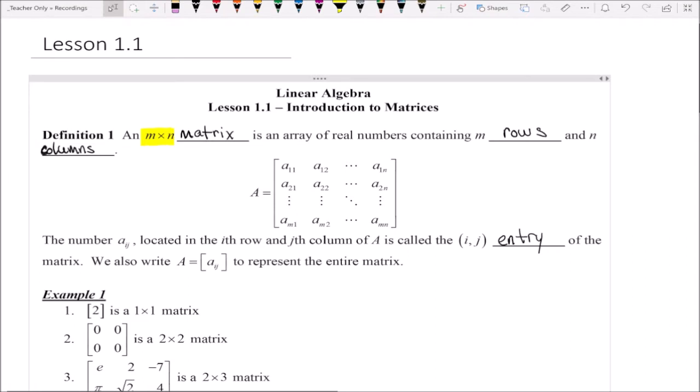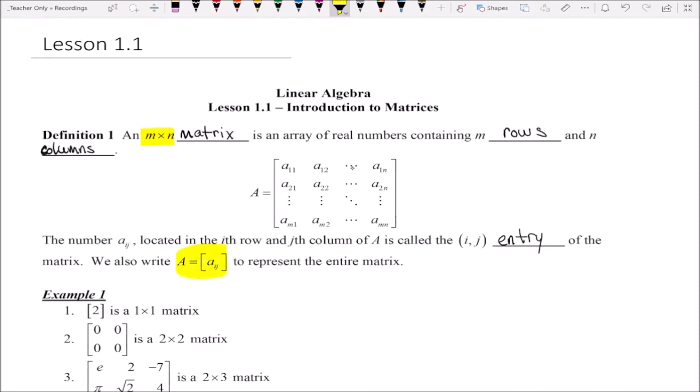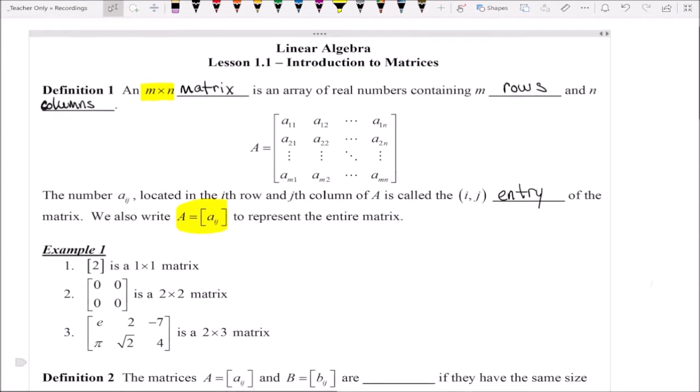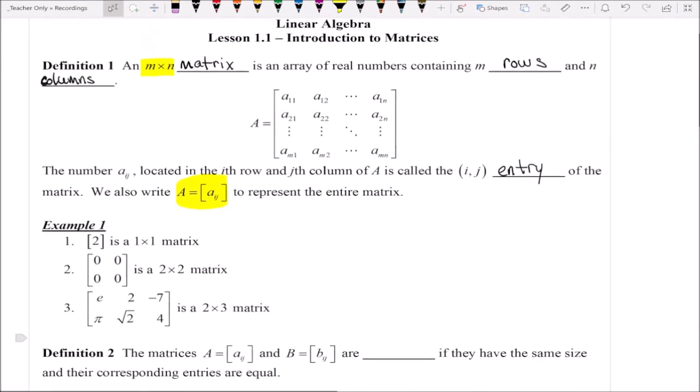We also write this here to represent the entire matrix. So instead of writing it out in this form up here, for a lot of proofs we'll represent it in this form. It's just a time saver. Instead of having to write an m by n matrix every time, we can just use this shorthand to represent it.